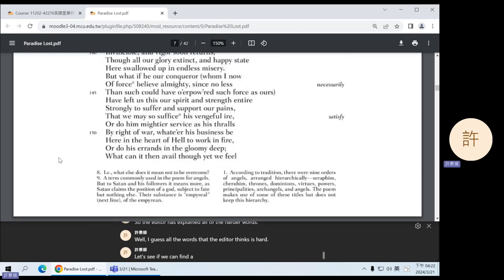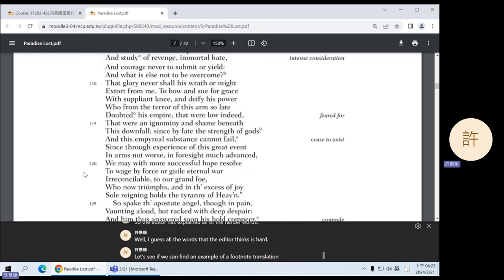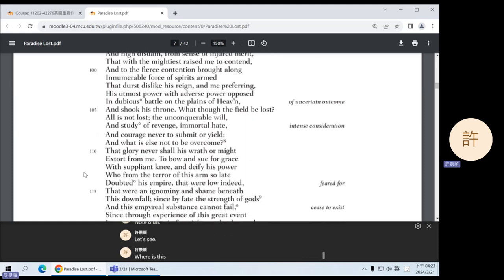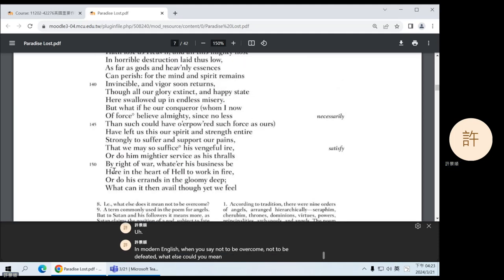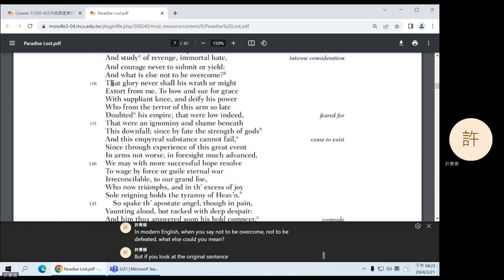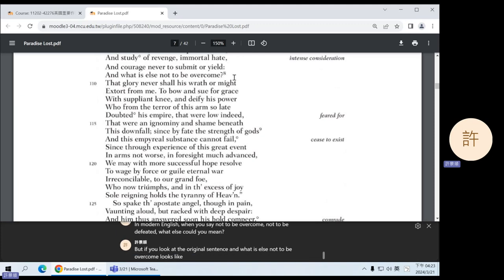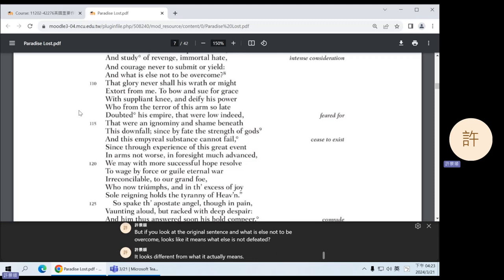Let's see if we can find an example of a footnote translation. Note 8. Let's see, where is this? Ah, here we go. Page 7, line 109. And what is else not to be overcome? The footnote says this means, what else does it mean not to be overcome? In modern English, when you say not to be overcome, not to be defeated, what else could you mean? But if you look at the original sentence, what is else not to be overcome looks like it means what else is not defeated. It looks different from what it actually means. And so in these cases, there will be a footnote. I guess in most of these cases.